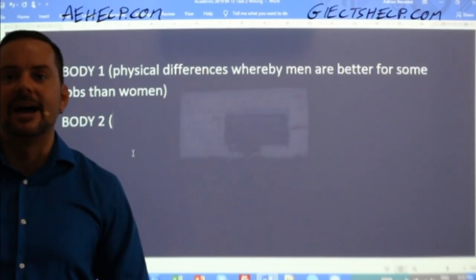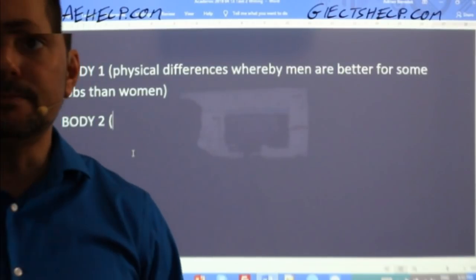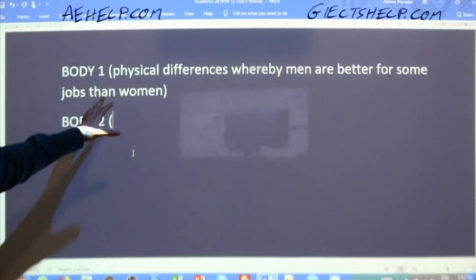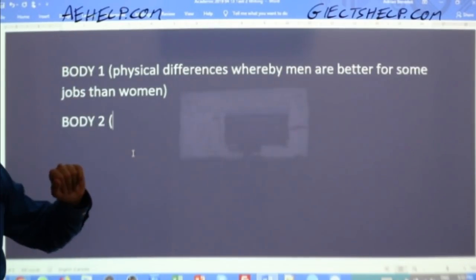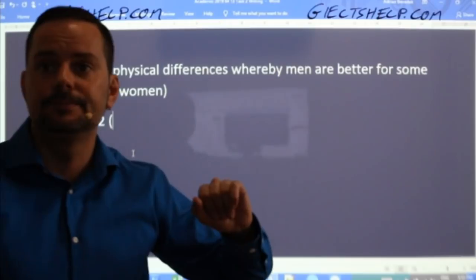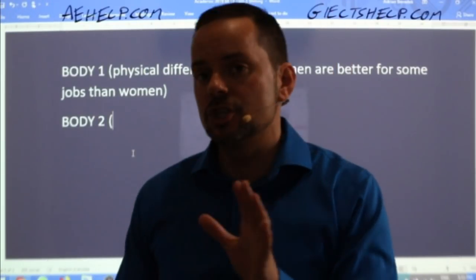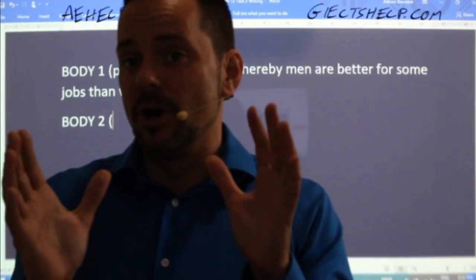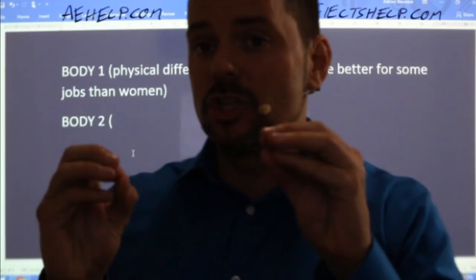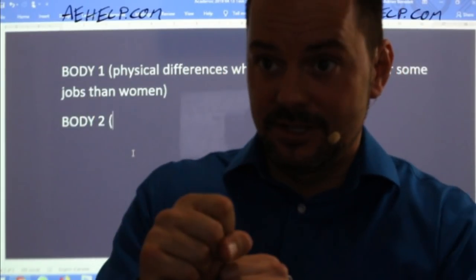And from that, what should be your second one? So if your first body paragraph is about the physical differences, what should your second body paragraph be about? So again, Paula, you're right, physiological differences. Just make sure, students, don't forget the controlling idea. So don't write a body paragraph about physical differences. Make sure you focus on jobs because of physical differences, okay?